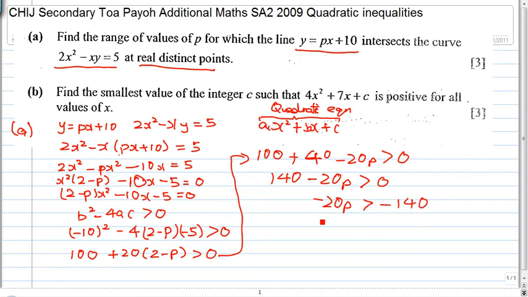What I do is I divide throughout by minus 20. When I divide by a negative number, the sign changes. Minus 140 divided by negative 20 would give me 7. So p has got to be less than 7, so this is your answer. Okay, let's do b right now.